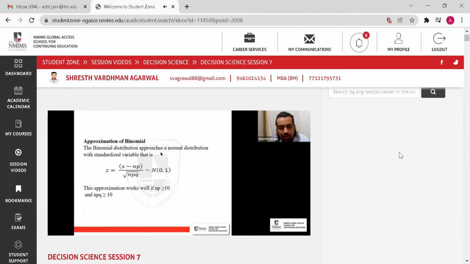Now, approximation of binomial: in the binomial case, when the mean is above 10 and the variance is also above 10, the binomial distribution acts like a normal distribution. This is what the binomial approximation of normal theory is saying. For a bigger sample size, if you observe that the mean is above 10 and the variance is also above 10, sorry, npq is also above 10, then the binomial distribution acts like a normal distribution.